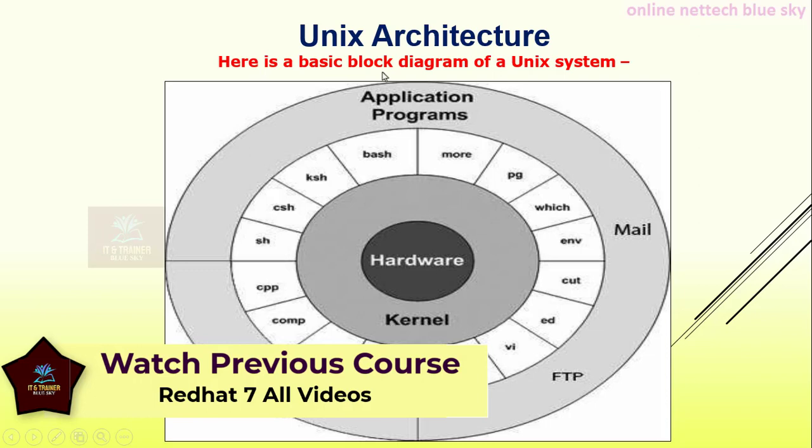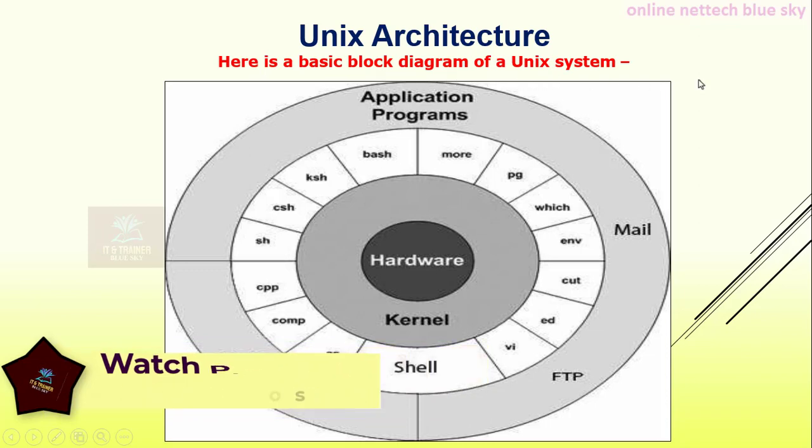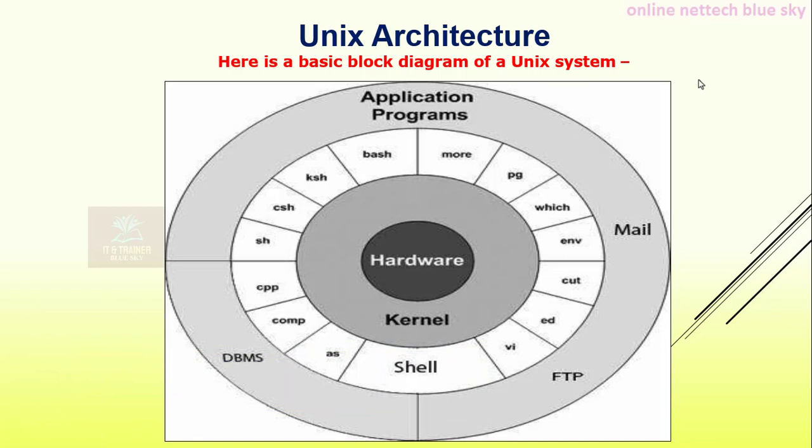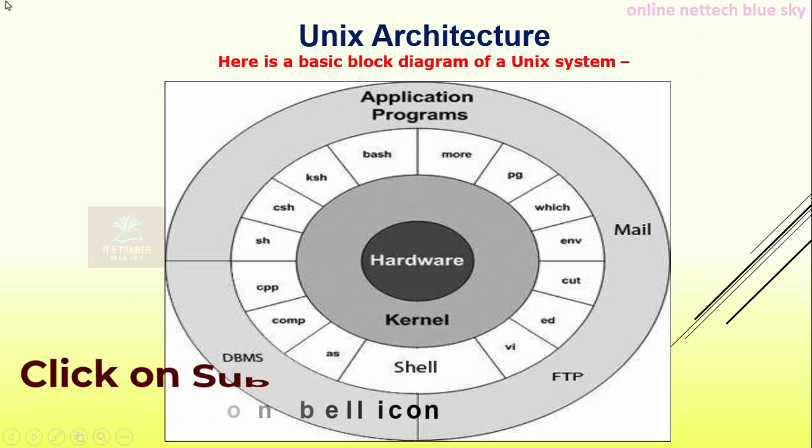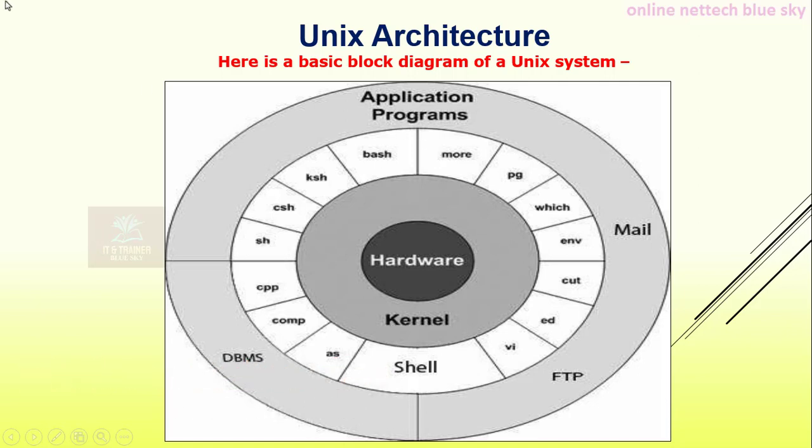So here is a basic block diagram of the Unix system, not Linux, because Unix and Linux architecture is mostly 85% the same. This is the load after start: application programs, like mail and FTP application programs created by Linux operating system, Linux developers, Linux software engineers, and some technology like DBMS, some files, important features, programs and policies. I will discuss the different types in Unix architecture later.